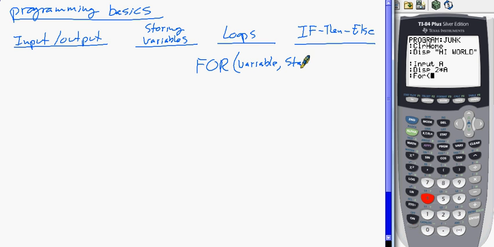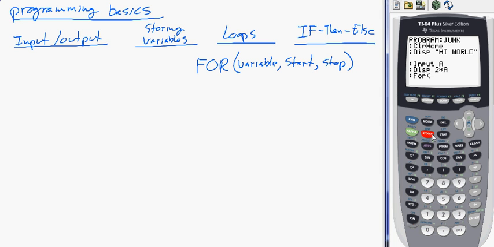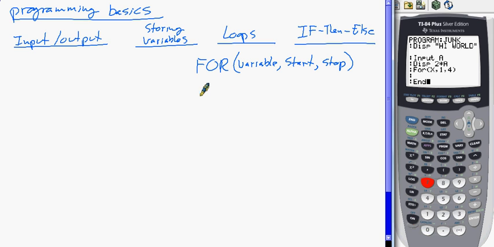for variable start stop. So I'm going to say maybe variable x is going to go from 1 to 4. And I'm going to put a space. Here's the program. Here's number 7 is end. This for and this end, they're kind of a block.